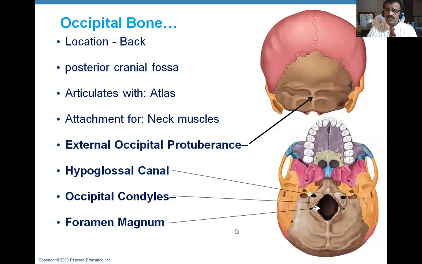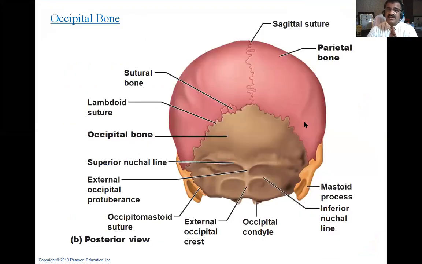You can see the occipital bone in colored images. Here you can see the superior nuchal line, inferior nuchal line, and in the center you can see the external occipital protuberance. This articulates with the atlas vertebra. So these are the occipital condyles, which make the atlanto-occipital joint, which is the ellipsoid variety of synovial joint. Attachments for the neck muscles are provided on this part of the occipital bone. You can see a hypoglossal canal here for the passage of the 12th cranial nerve, and there are many other structures passing through the foramen magnum. Here you can see the remaining structures of the occipital bone.